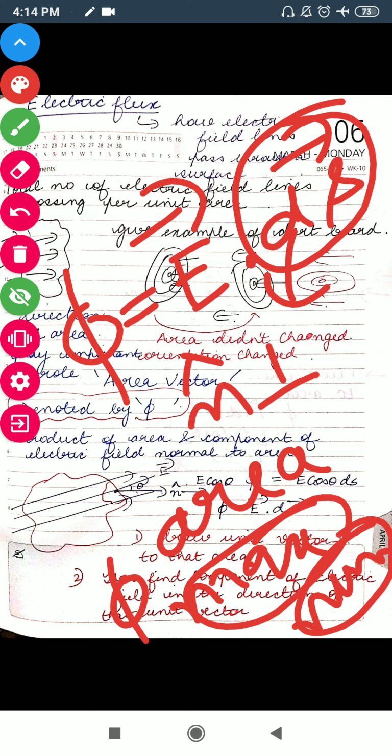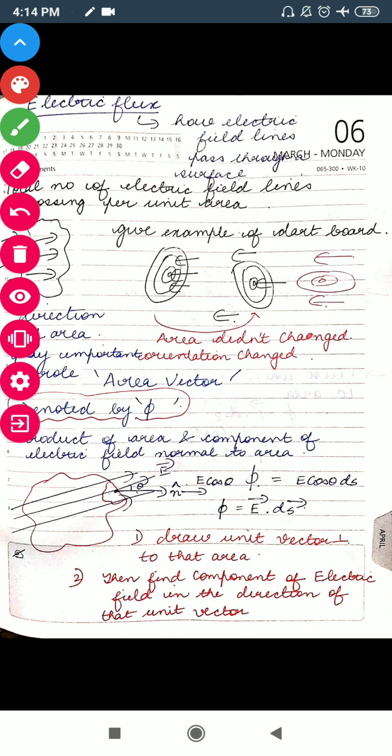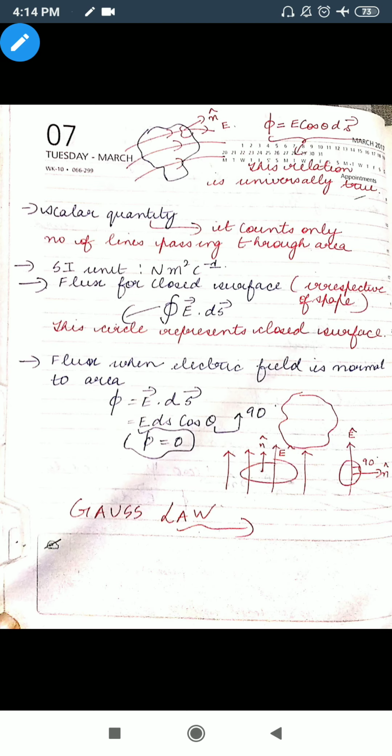Now we will move further and see whether flux is a vector quantity or a scalar quantity, and what are the units of electric flux. Flux of course is a scalar quantity. It is just the number of electric field lines that are crossing a particular surface. So flux is a scalar quantity.